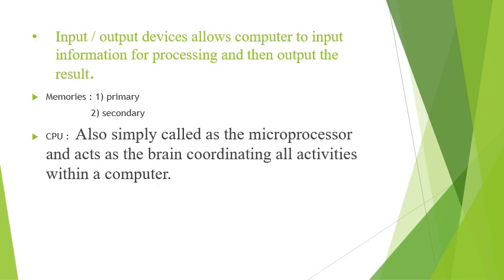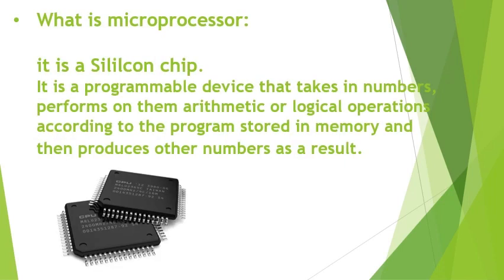So what is a microprocessor? As you can see in the figure, it is a silicon chip. It is an integrated chip. It is a programmable device that takes numbers and performs operations on them. It performs arithmetic and logical operations.